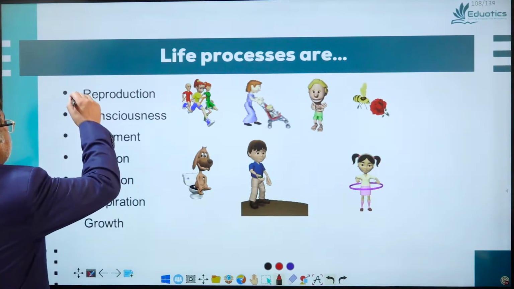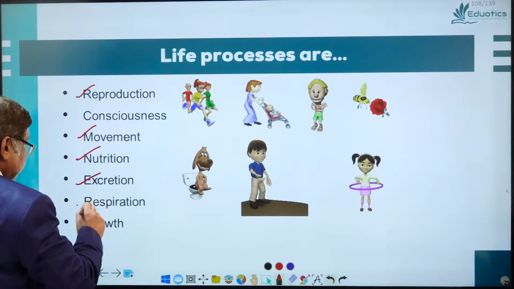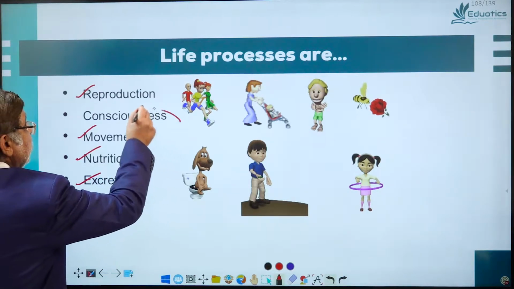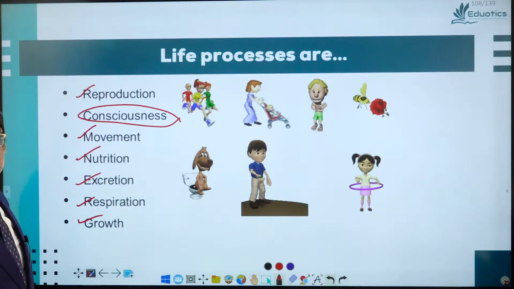Now, as we said, they reproduce, they move, nutrition is there, excretion is there, respiration is there, growth is there, but the defining feature is consciousness. Whether it is bacteria, amoeba, weed, plant, or fungi, we all respond to stimuli. This is what is known as consciousness, my dear friends.